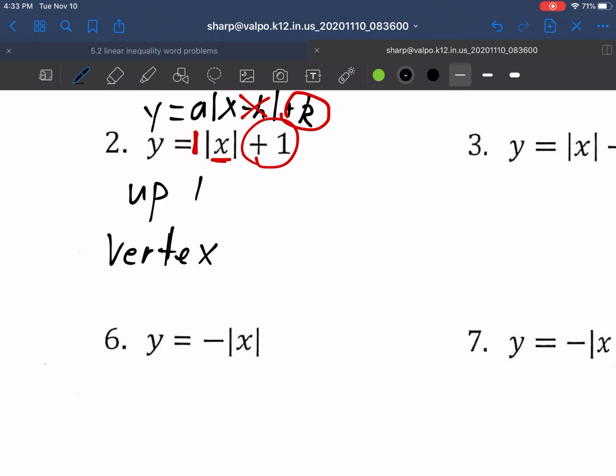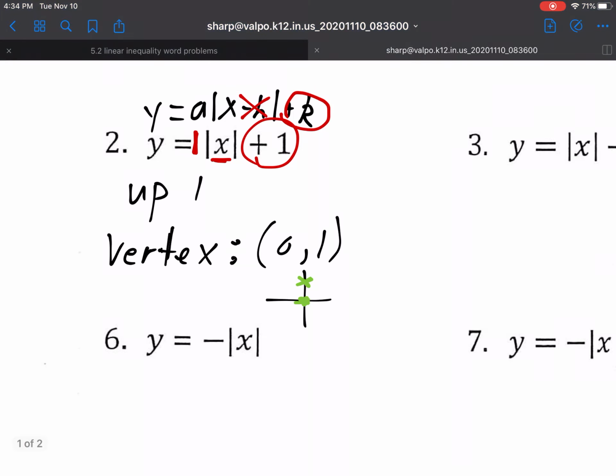Since the graph got shifted up 1 unit, the vertex is actually at (0, 1) now. Because think about it, my vertex used to be right here, but now it's actually right here because it got shifted up 1 unit. So think about that vertex. Your slope would still be 1, and I'll show you what that looks like on the graph towards the back.